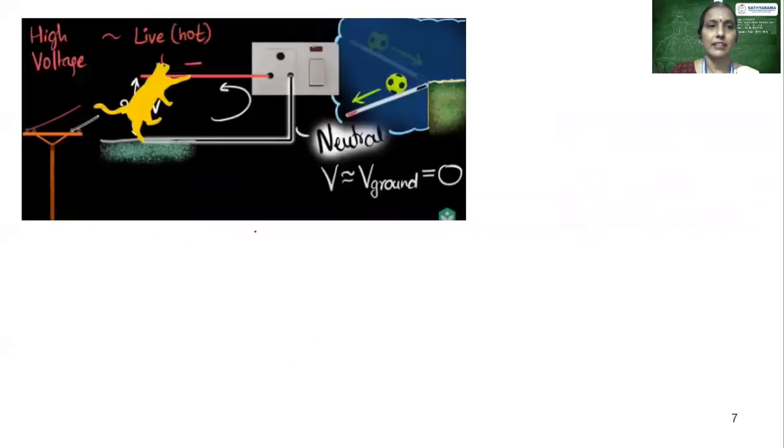Coming to the next case, let me assume that the cat is touching the metal part, that is the conductor part, of the phase wire here, and the cat, once again, is at ground potential.